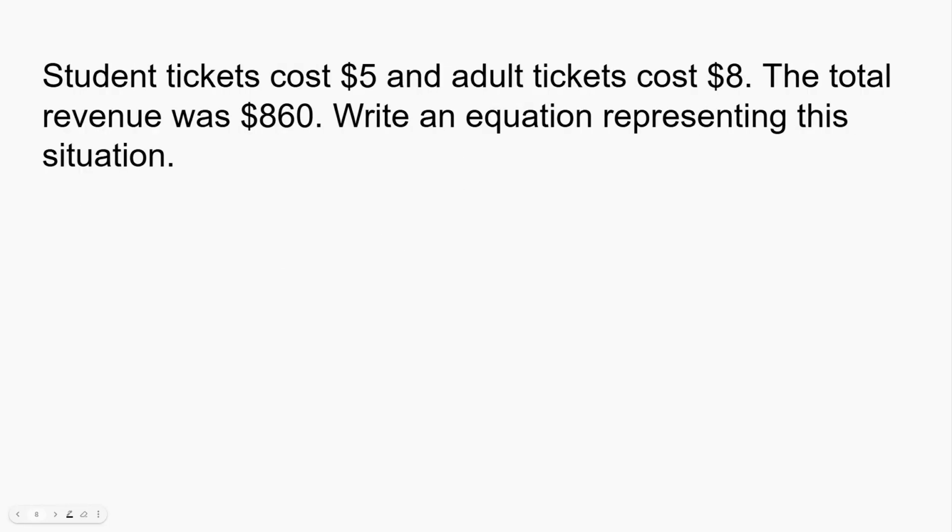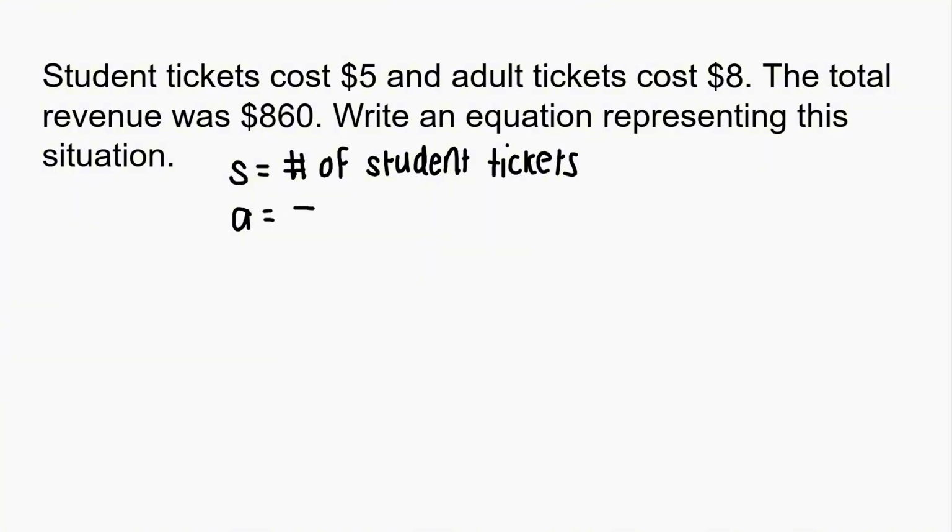For this question, we have student tickets cost $5 and adult tickets cost $8. The total revenue was $860. Write an equation representing this situation. So in this question, we're asking how many student tickets and how many adult tickets were sold. So we can have S equal number of student tickets. And we can have A equals number of adult tickets.